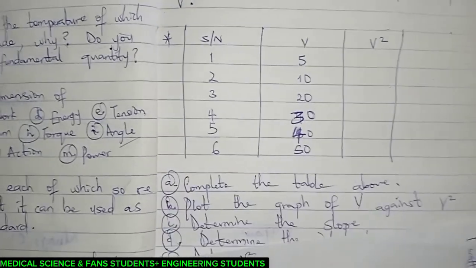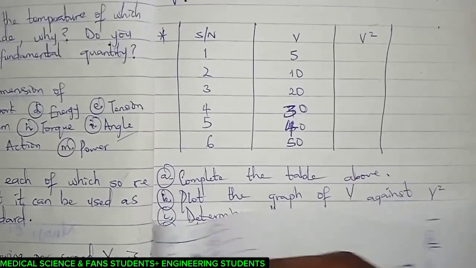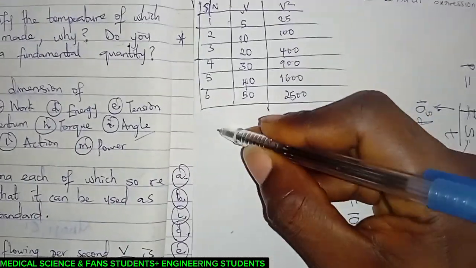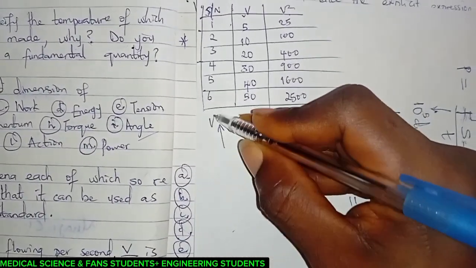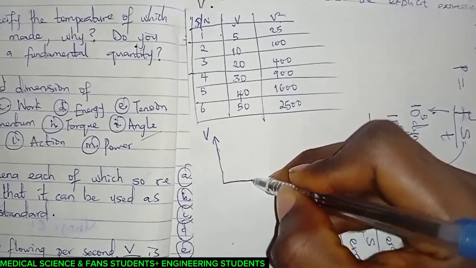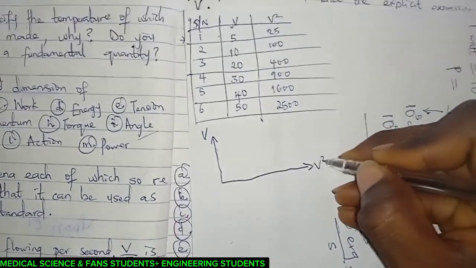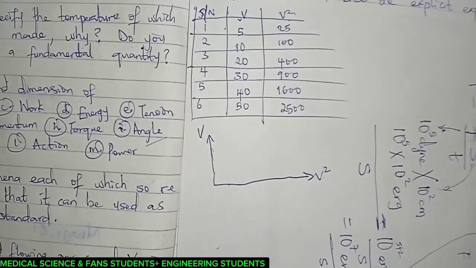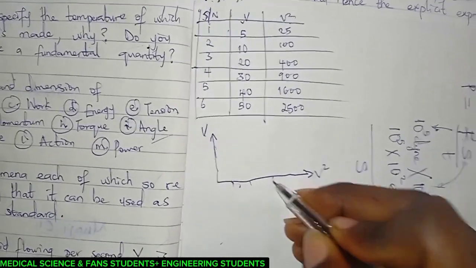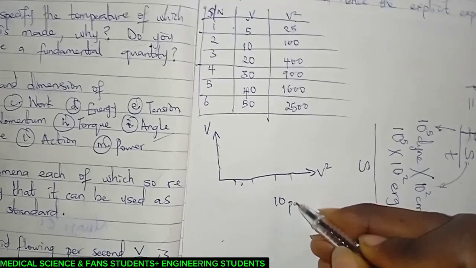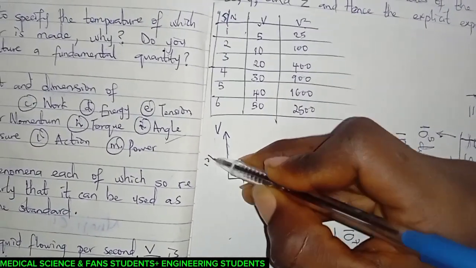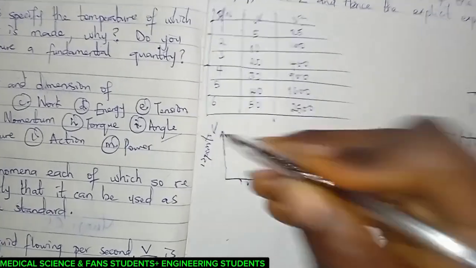If you check your graph, they say we should plot a graph of v against v square, which means that your vertical axis will be v and your horizontal axis will be v square, because they said v against v square. Now you need to check again. If you count your normal graph, the standard graph, you get that the number of points here will be 10 points, and the number of points this side will be 12 points.